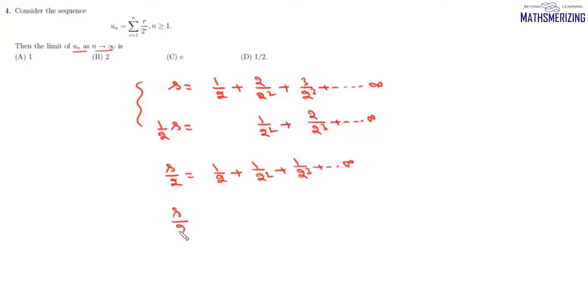So it will be s by 2 and this is nothing but infinite GP, which is a upon 1 minus r, that is 1. So value of s is simply 2. So this limit n tends to infinite un, it is nothing but 2, and that's your option B.